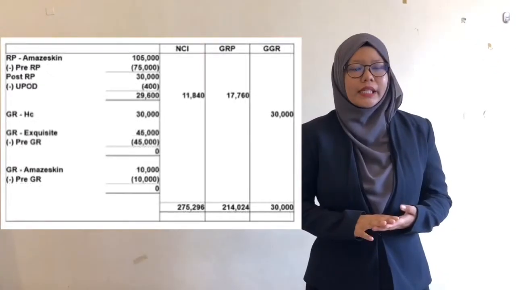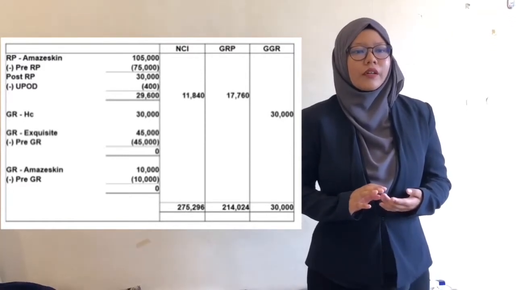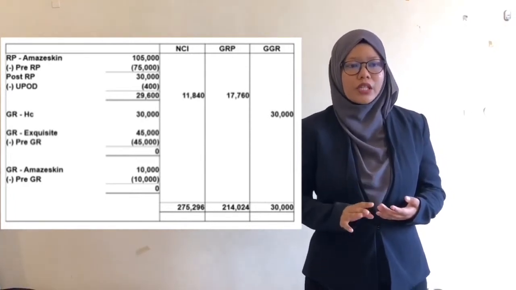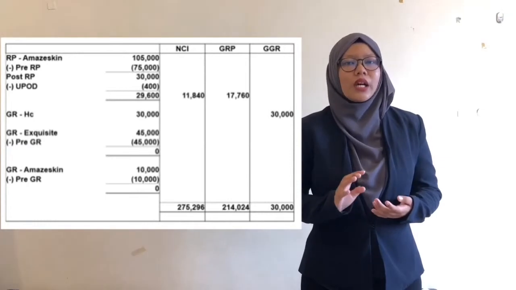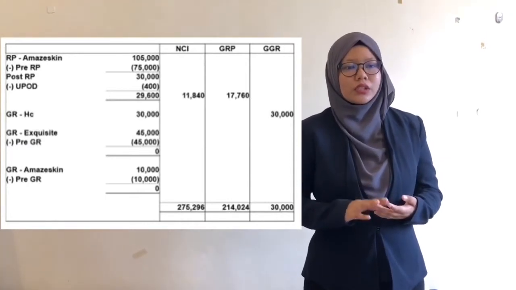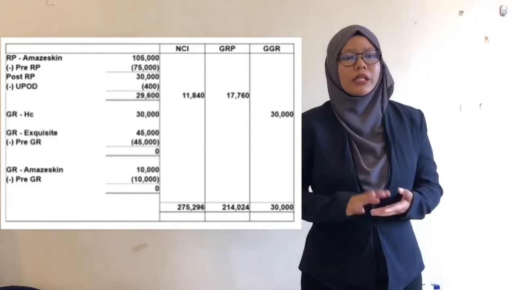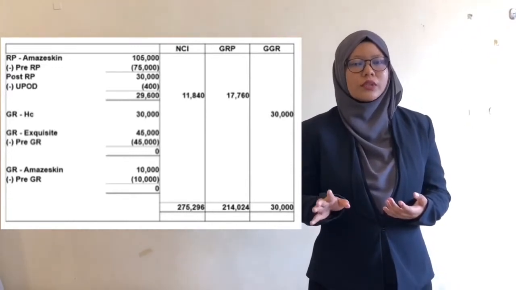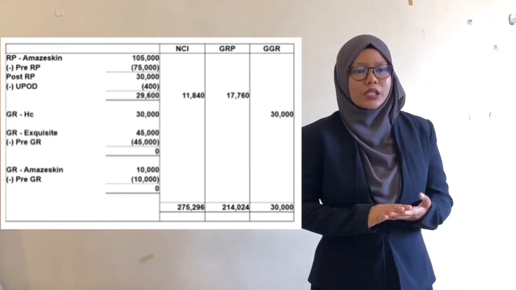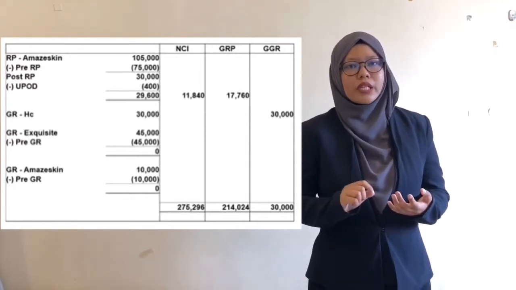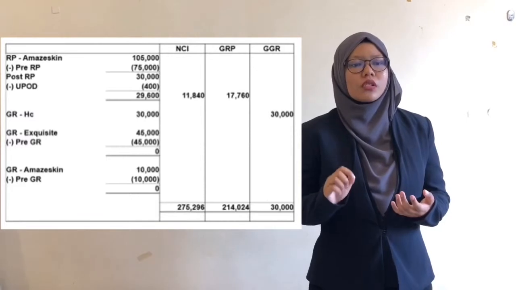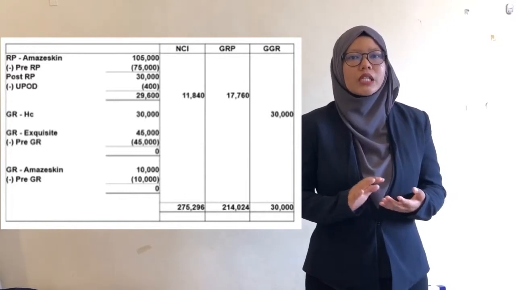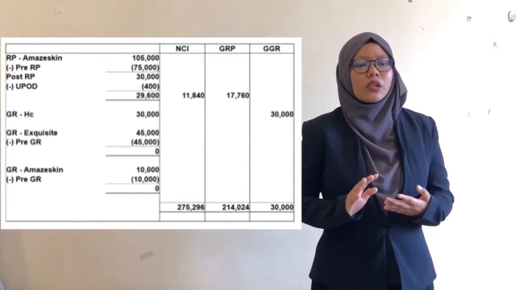For retained profit of Amiskin, amounting to 105 million minus pre-retained profit 75 million, so we get the post-retained profit, which is 30 million. We minus the under-provided depreciation, which is 400,000, so we get 29.6 million. For general reserve of HC, it is 30 million, then we transfer to the group general reserve. For general reserve of Acquisite, 45 million minus pre-general reserve, which is 45 million, so it will be 0. For general reserve of Amiskin, 10 million minus pre-general reserve 10 million, it also gives 0.